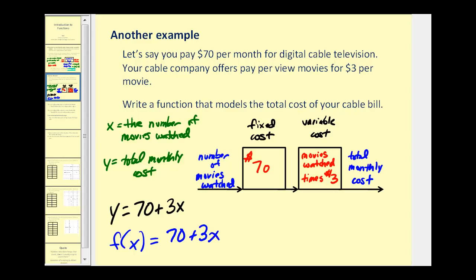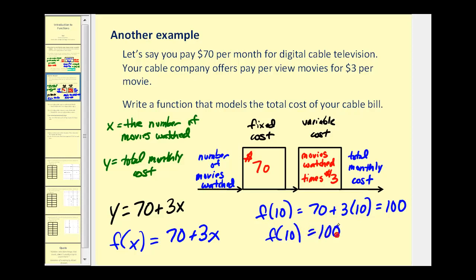And just to illustrate the connection once again, if we watch 10 movies in one month, we would say f of 10 would equal 70 plus 3 times 10, which would be $100. So f of 10 equals 100.